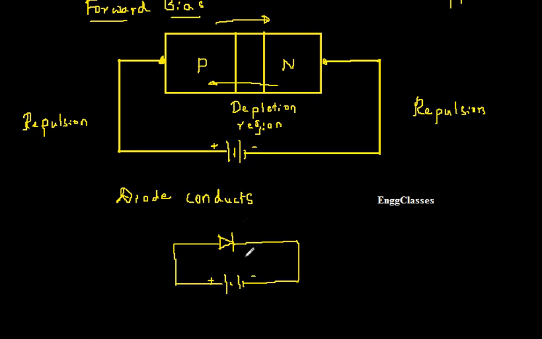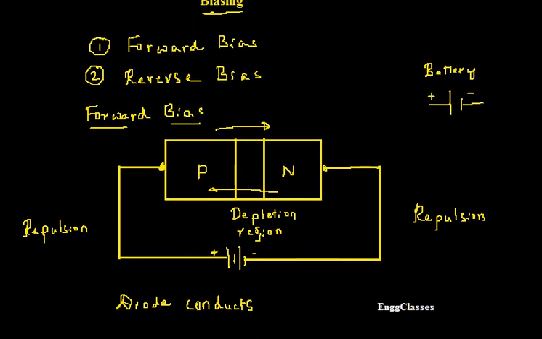If I want to use it in circuit diagrams, I cannot use the p type, n type and barrier every time. I don't use it. I use this symbol. Symbolically, this is how it appears. Is that okay? So this is what happens in forward bias.